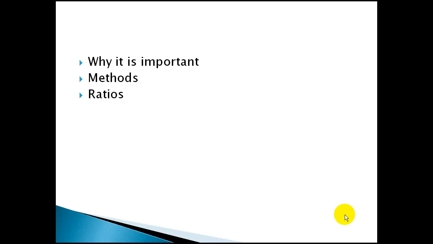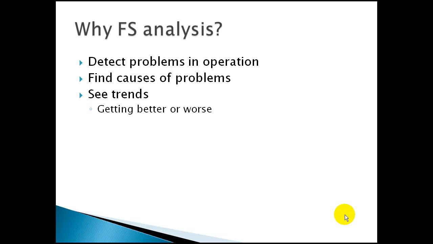Why is it important? Ways to do it, and then one of the ways to do it is ratios, so we want to talk about what ratios are and how to use them. So why financial statement analysis? We really want to detect problems in our operation and then be able to find the causes of those problems. And another way to look at it is also to see trends.